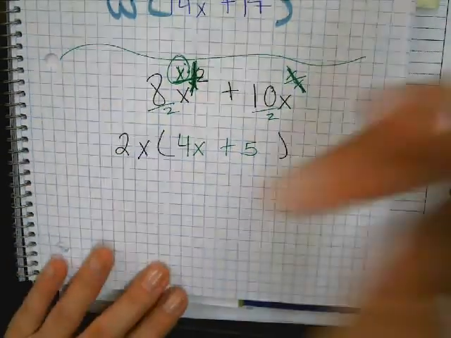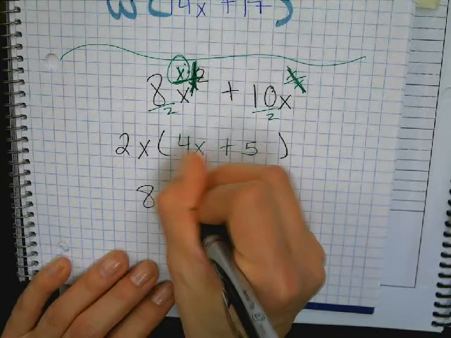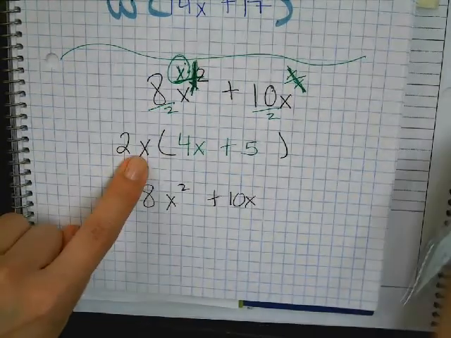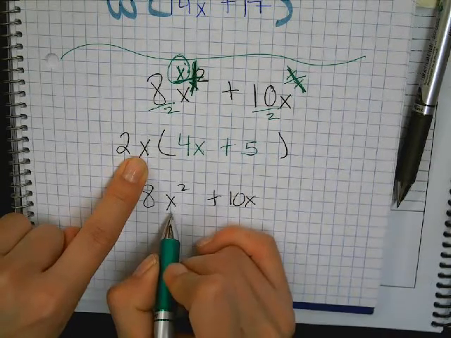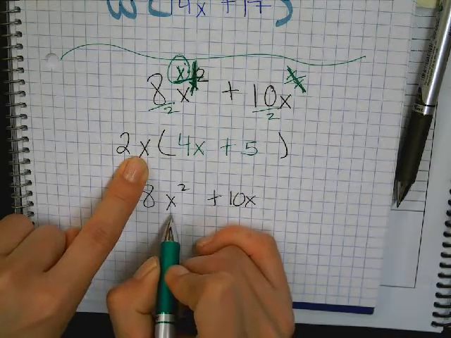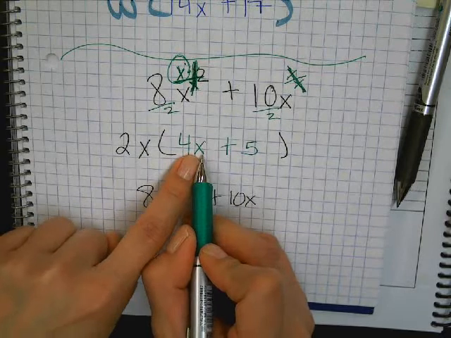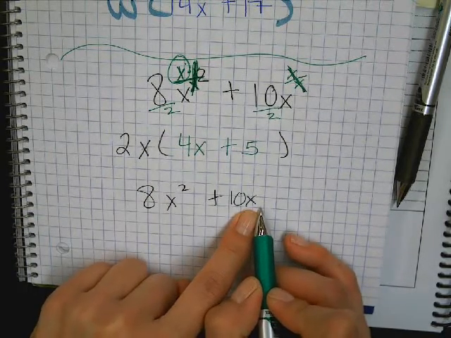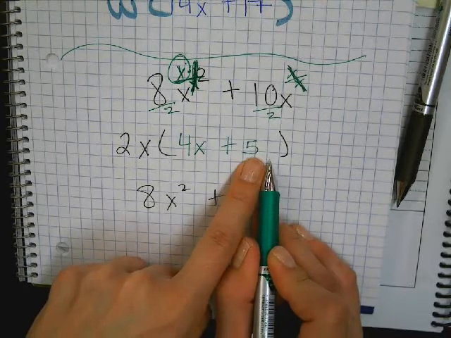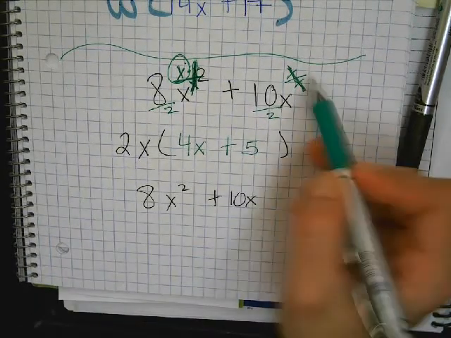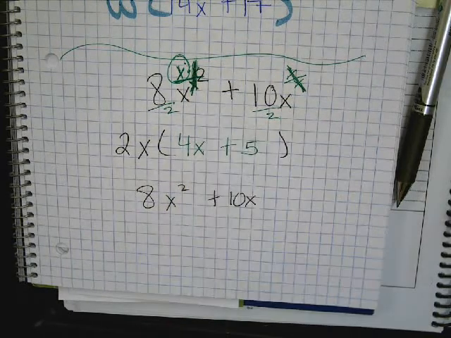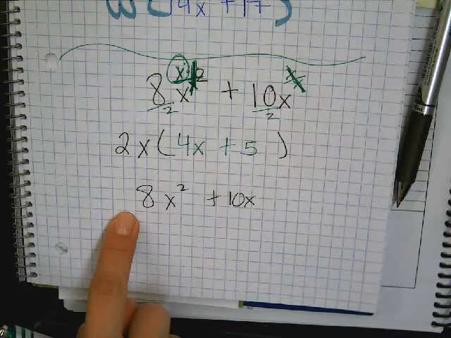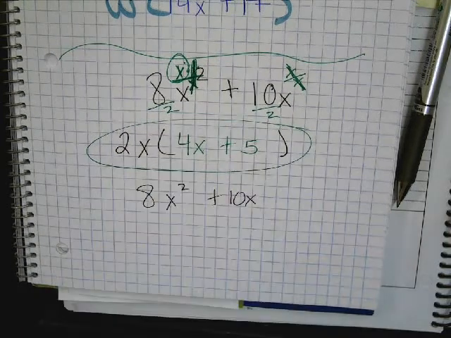So, let me rewrite the problem. 8x squared plus 10x. I took out one of them, right? How many did I have here to start with? 2, but I took 1 out, so I'm left with 1. Here I have just 1, and I took how many out? 1, so now I'm left with 0. I know, it kind of got sloppy here. You had to follow along with me as I cross things out, but this is the original problem. Got it? And this is your answer.